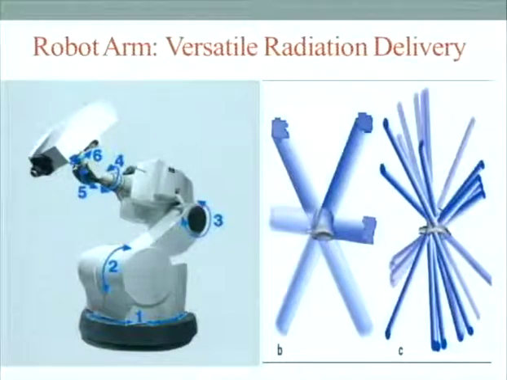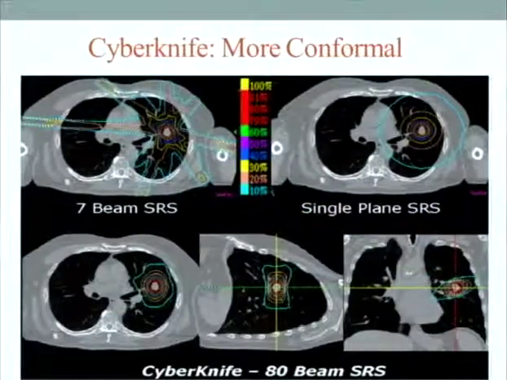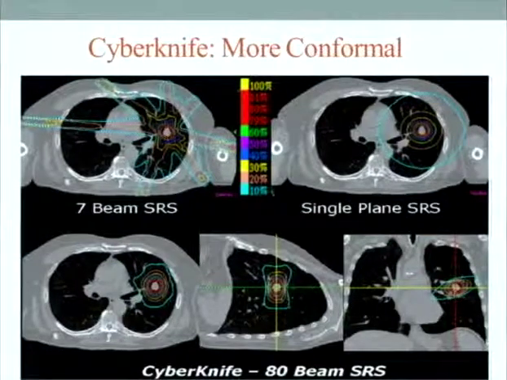So the robot has 6 axes of rotation, which allows it the capability to deliver radiation from almost 1,200 different beam angles. Compare that to the 4 to 9 different beam angles with conventional treatment, and you'll see the benefit in a second. So this is a patient with a peripheral lung cancer planned with IMRT and Cyberknife.